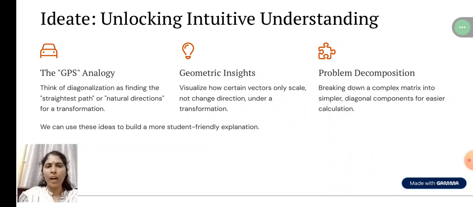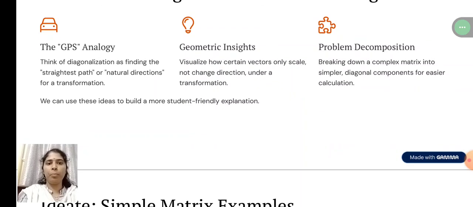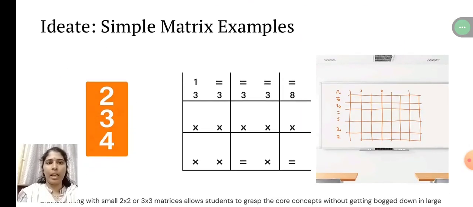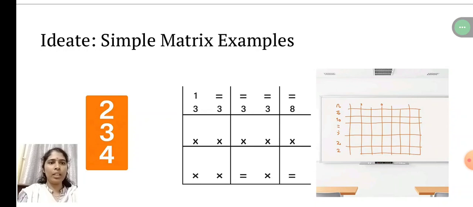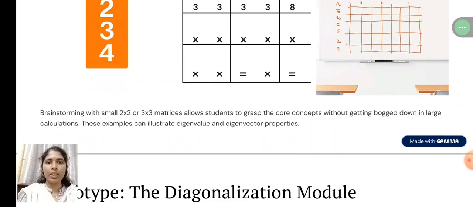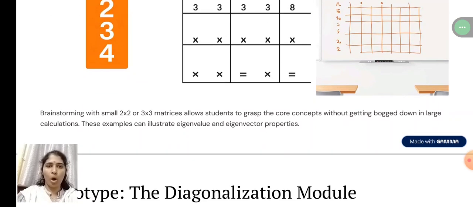When we have a matrix with all the entries, it is very difficult to solve. When we convert that matrix into a diagonal form, where only the diagonal elements are present, it makes it easier for students to solve the matrix. Next, in the ideate stage, we will consider a simple matrix and have students solve it using a brainstorming method, which could help them to solve more problems.